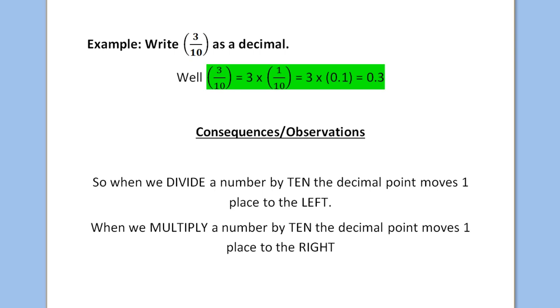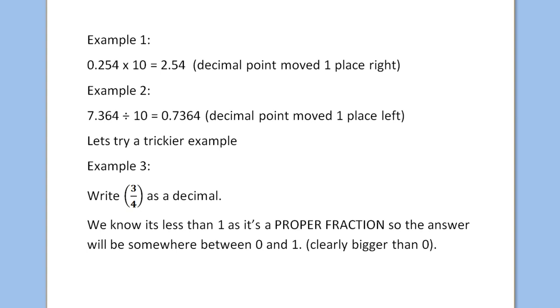Some consequences and observations. So when we divide a number by 10, the decimal point moves one place to the left. And when we multiply a number by 10, the decimal point moves one place to the right. Example 1. 0.254 times 10 is equal to 2.54. The decimal point has moved one place to the right. Example 2.